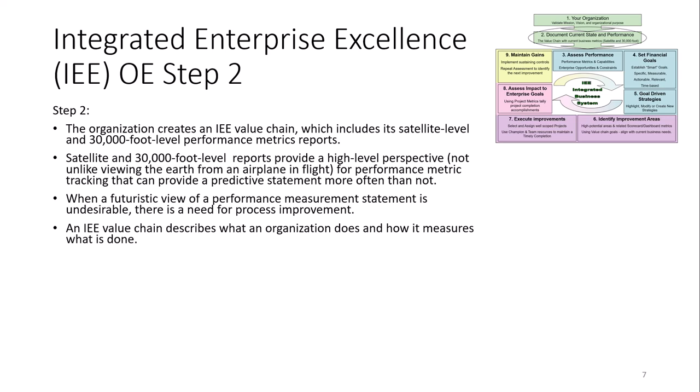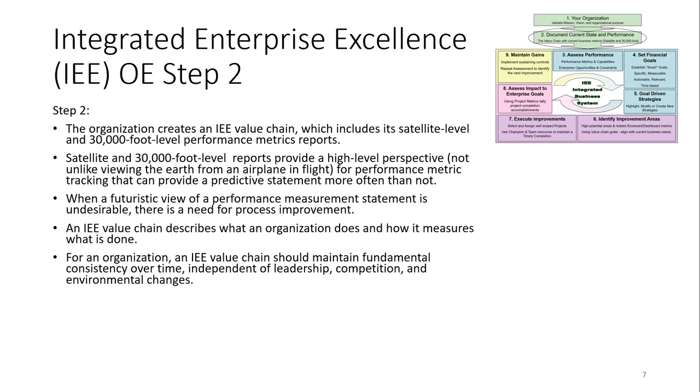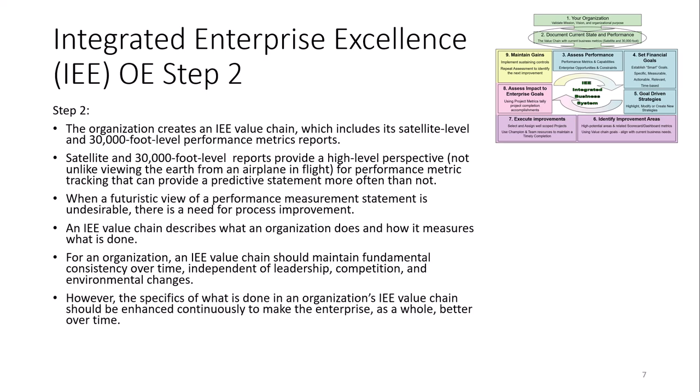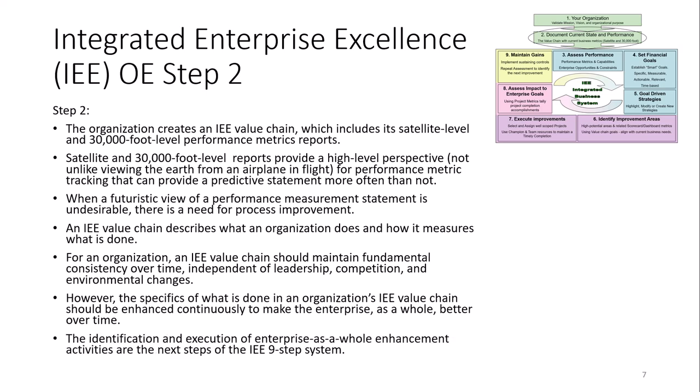An IEEE value chain describes what an organization does and how it measures what's done. For an organization, an IEEE value chain should maintain functional consistency over time, independent of leadership, competition, and environmental changes. However, the specifics of what is done in an organization's IEEE value chain should be enhanced continually to make the enterprise as a whole better over time. The identification and execution of enterprise as a whole enhancement activities are the next steps of the IEEE system.